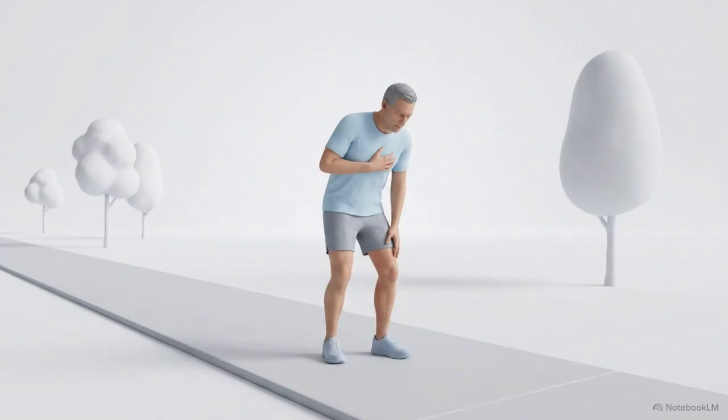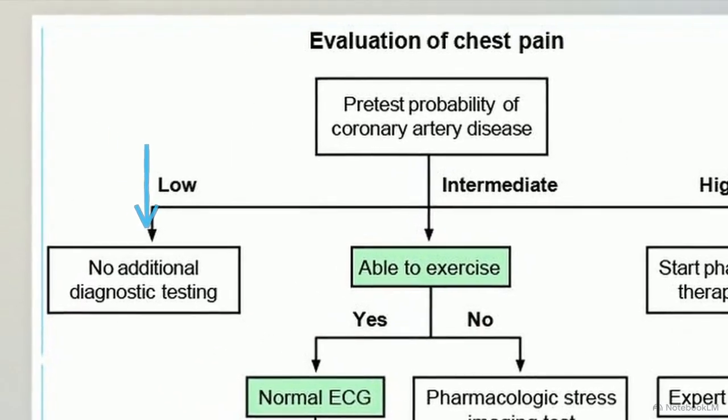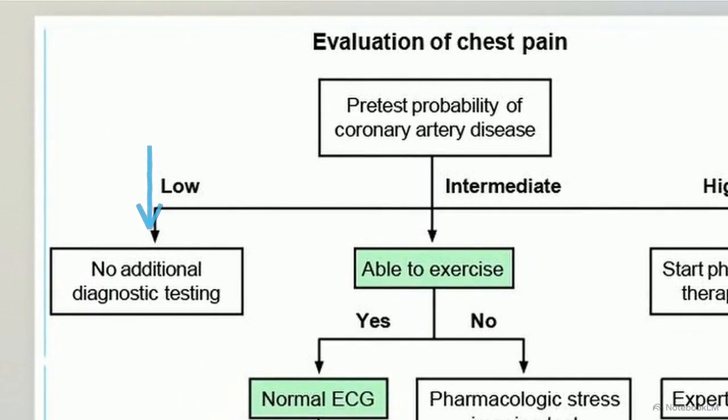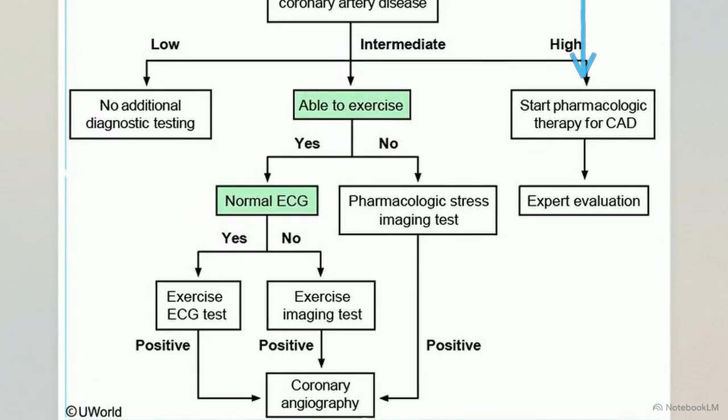Moving from acute emergencies, we evaluate stable ischemic disease. This presents as new exertional chest pressure or dyspnea in patients with known risk factors. This algorithm uses pretest probability as the absolute gatekeeper. Low probability patients receive no additional CAD testing, avoiding false positives. Conversely, high probability patients bypass diagnostic testing entirely, proceeding straight to pharmacological therapy or direct coronary angiography.